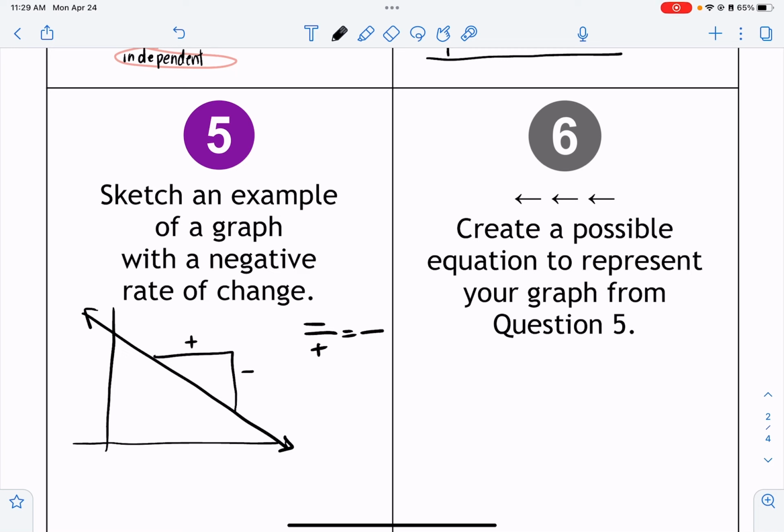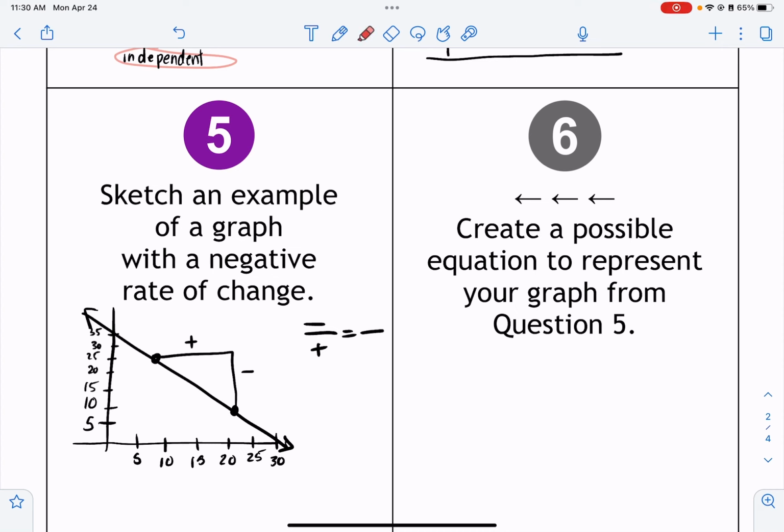Create a possible equation to represent your graph from question 5. Well, we don't have axes labels on these yet, so let's just invent some. Maybe it goes up by 5s here: 10, 15, 20, 25, 30. And then maybe these go up by 5, why not? 10, 15, 20, 25, 30. Let's say it's at 35. And I'm just estimating these points here.